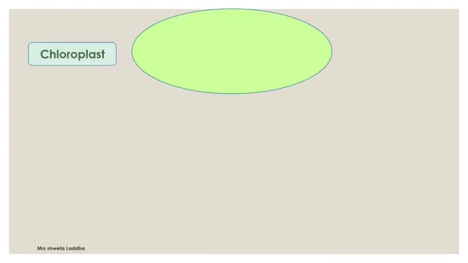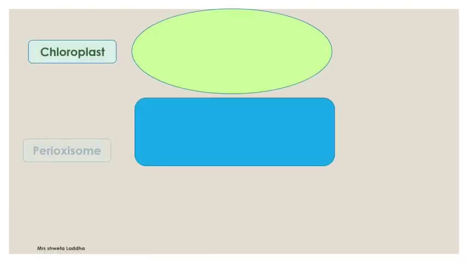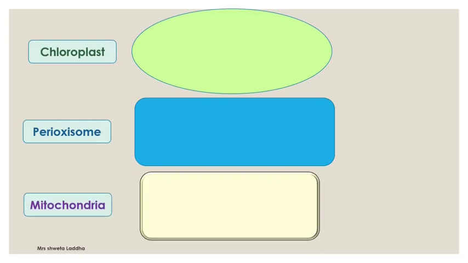So let us look. There are three organelles: chloroplast, peroxisomes, and mitochondria. In the chloroplast, in the stroma, RuBP, ribulose bisphosphate, also called ribulose diphosphate, which is a 5 carbon compound, is present. It reacts with oxygen because oxygen is more in the atmosphere and it forms two compounds: a 3 carbon compound called PGA, phosphoglyceric acid, and a 2 carbon compound called phosphoglycolate.